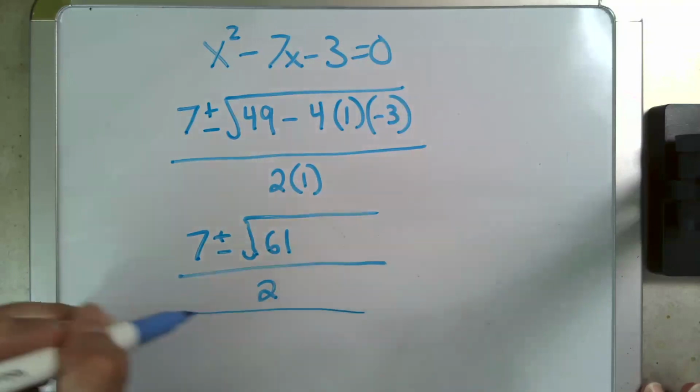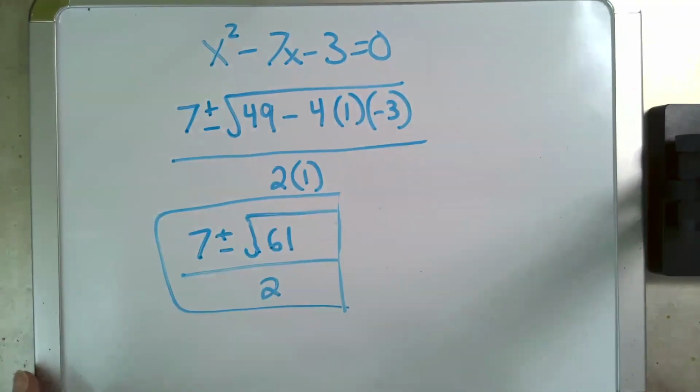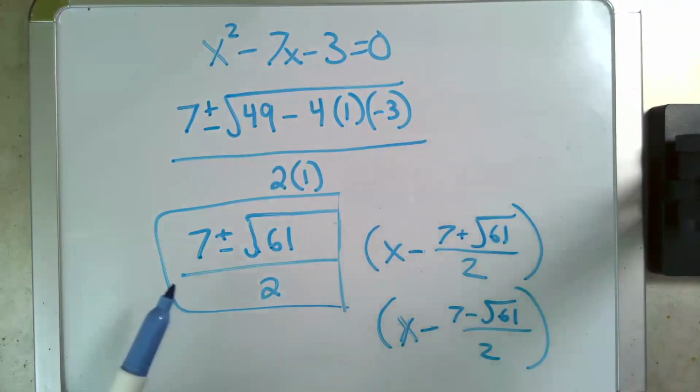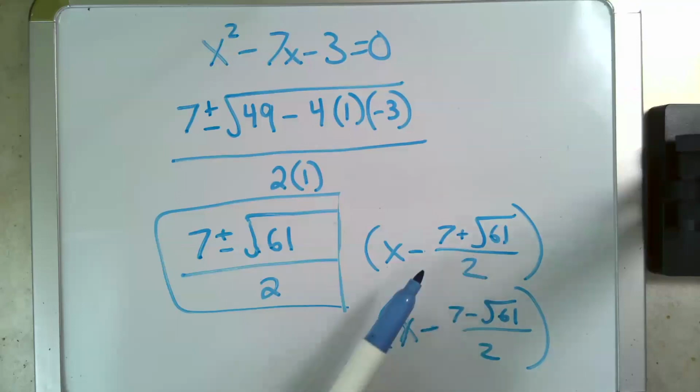These are my answers. Now, if it said factor as well, then you would just throw these answers into some parentheses. So it would look like this. So my two solutions are 7 plus root 61 over 2 and 7 minus root 61 over 2. And don't forget that when you put them into your factors, your answers are subtracted from your x, right? X minus something, x minus something. So those are your factors if these are your answers.